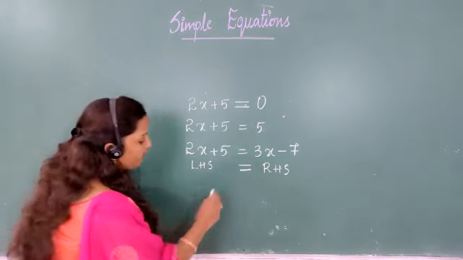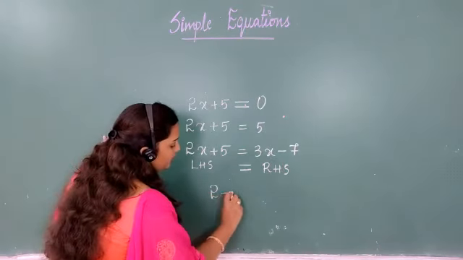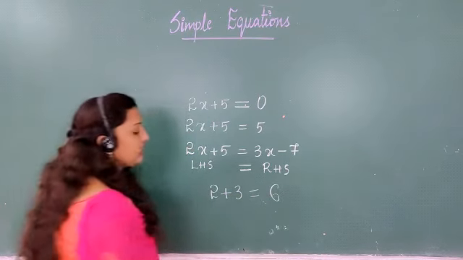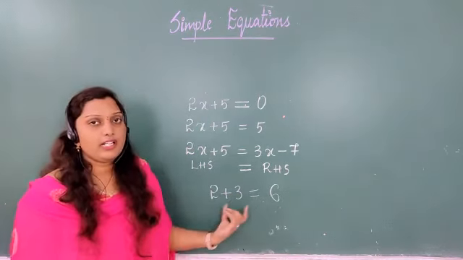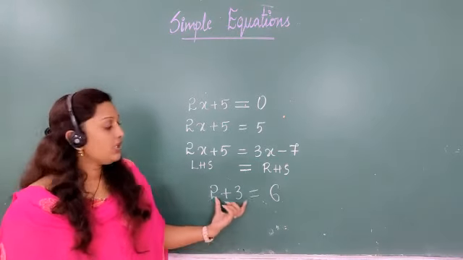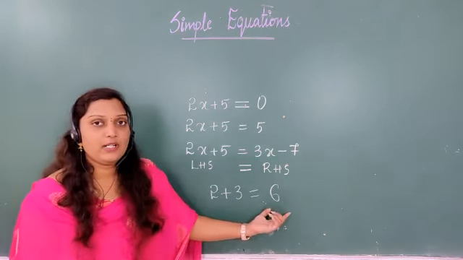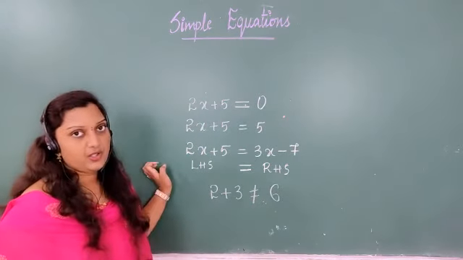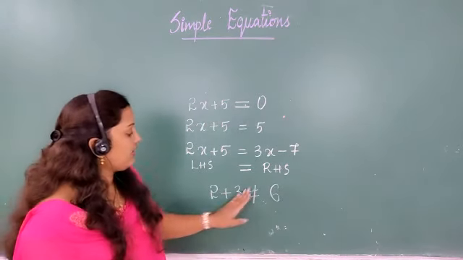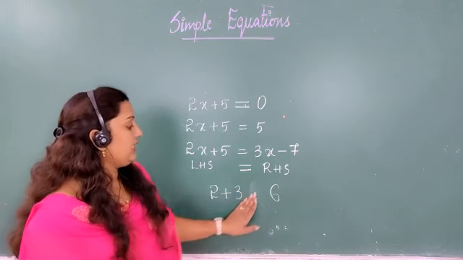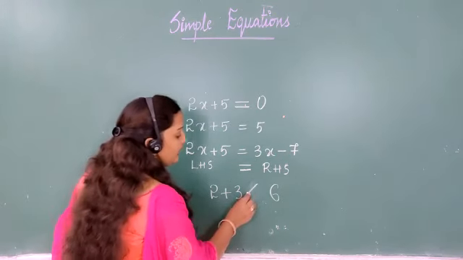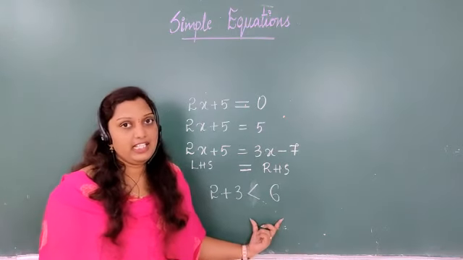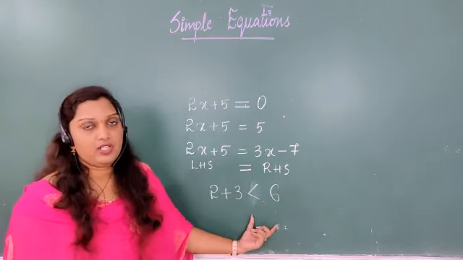Suppose, see here, I will write 2 plus 3 is equal to 6. Is it true here? What is 2 plus 3? 5, right? So 2 plus 3 is not equal to 6, and I cannot write this as an equation. I can just write 2 plus 3 is smaller than 6. Now this becomes a mathematical statement, not an equation.